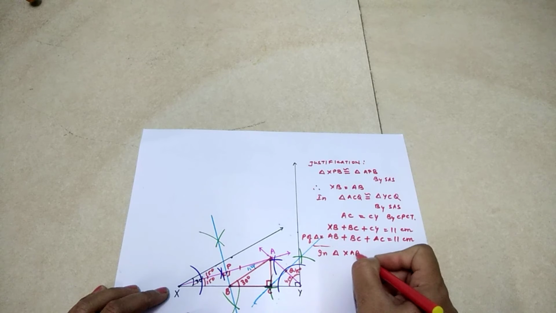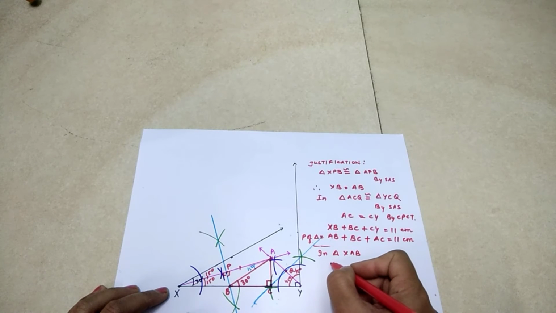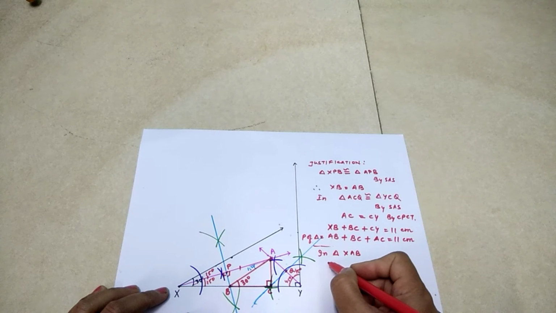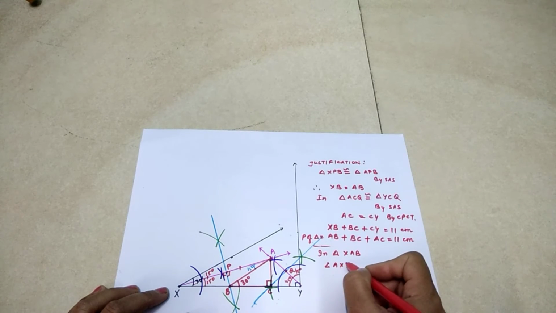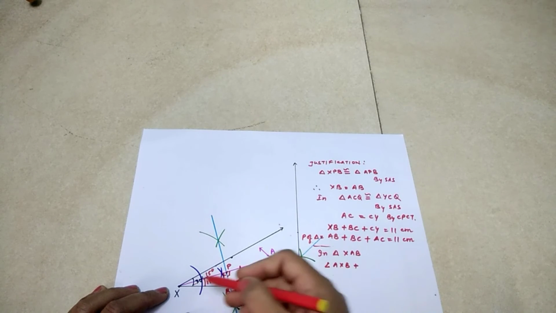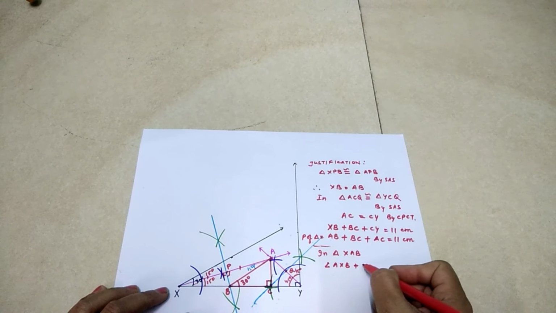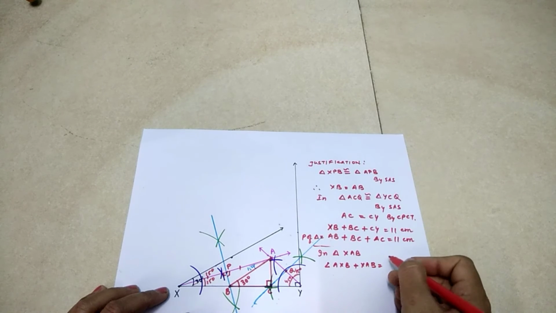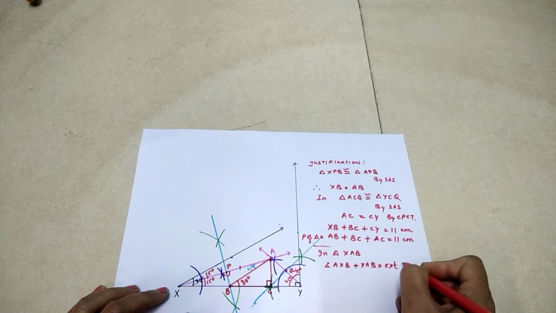We know that XB plus BC plus CY is equal to 11 centimeter. We can replace XB with AB and CY with AC, and we will get the perimeter of triangle, AB plus BC plus AC, is equal to 11 centimeter.